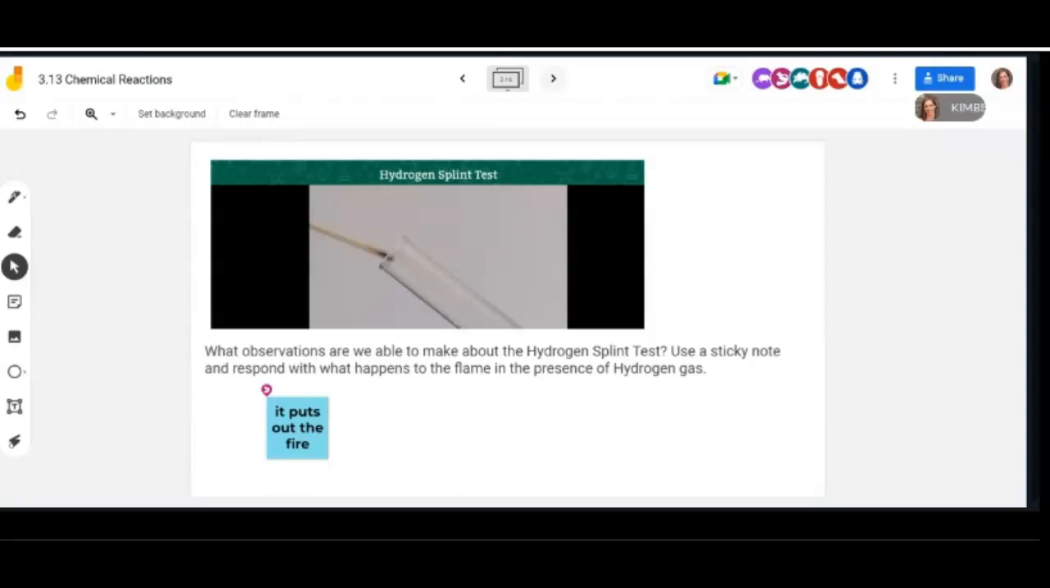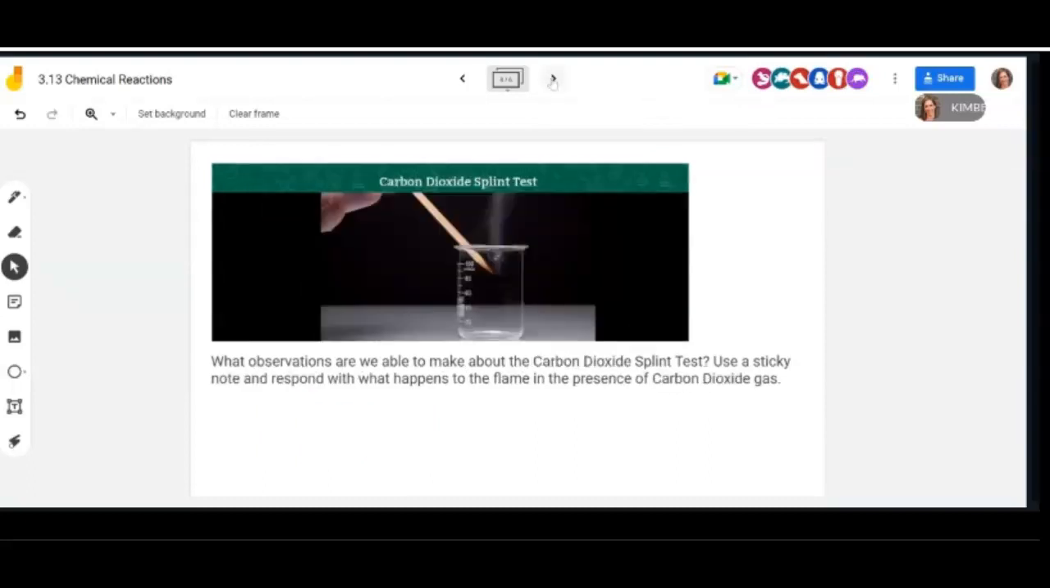All right, definitely seeing some correct answers there. Good job. So if hydrogen gas is produced, the flame goes out. All right, got another one coming in. Excellent job. All right, so let's go on to the last one, carbon dioxide.